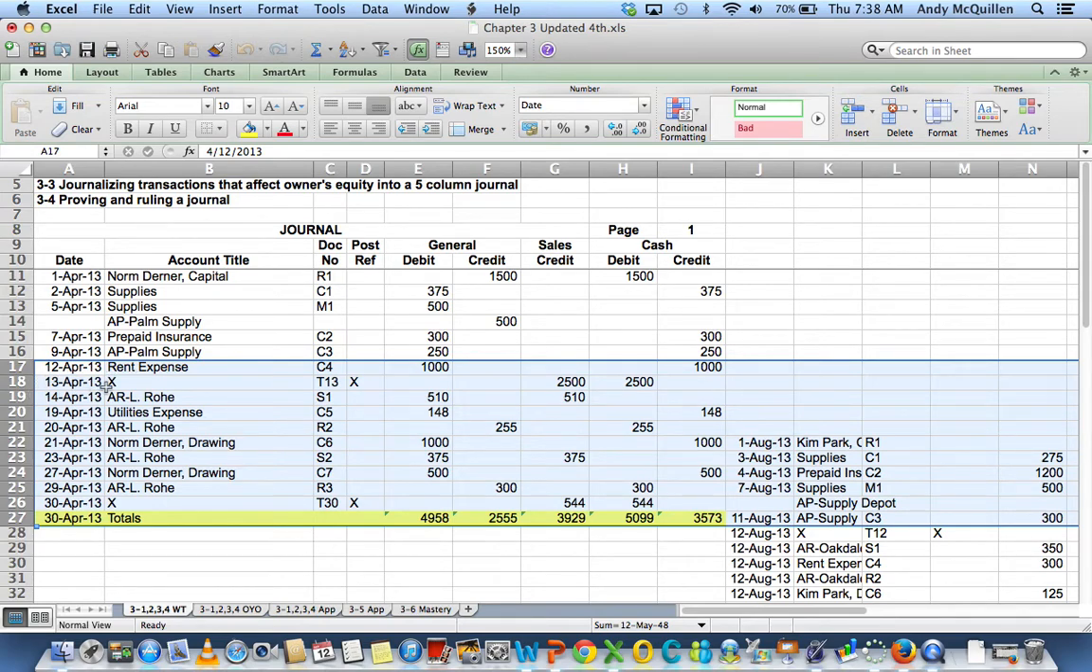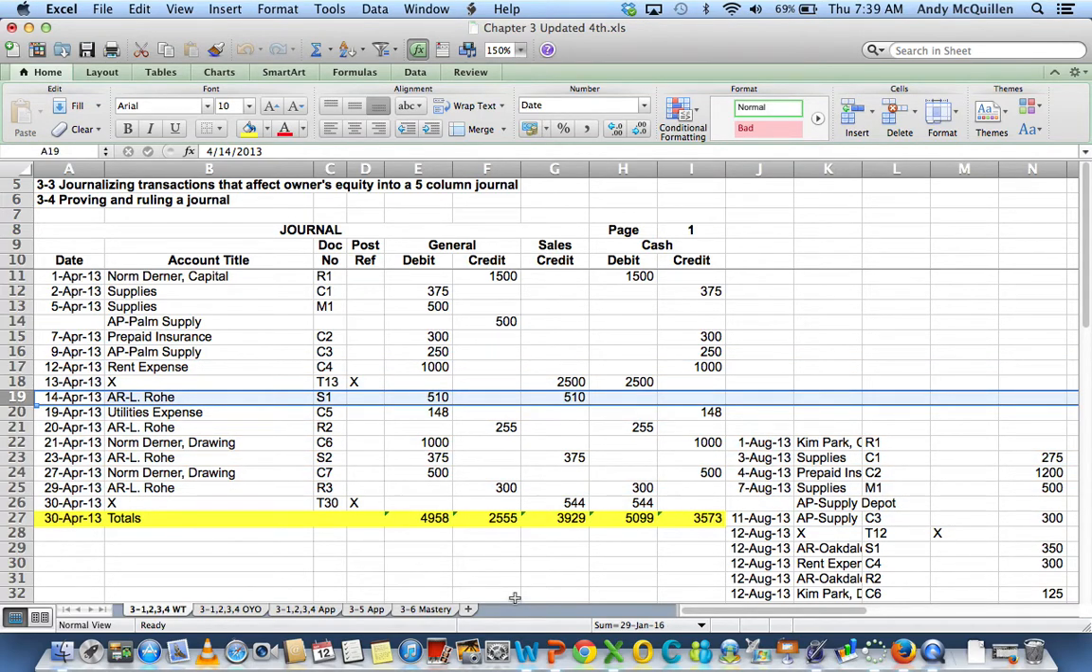April 13th is one of the more confusing ones for people. The reason we have an X in here is because we received cash from sales. Sales is credited, which has an account title. Cash is debited, it has an account title, so there's nothing to put in here. That's why we put in an X. Our document number is T13, and we put our X in here to show that there's nothing to post. The post reference doesn't mean a lot to you yet, but it will later on.